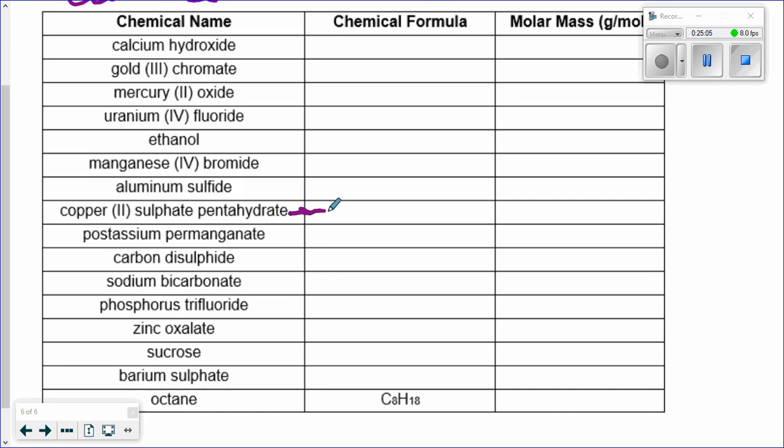Maybe we'll just, actually, let's just leave this line out. Don't see any other ones that are funky.